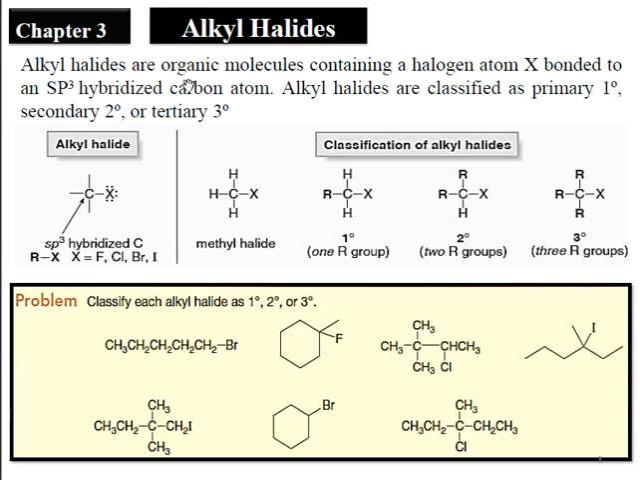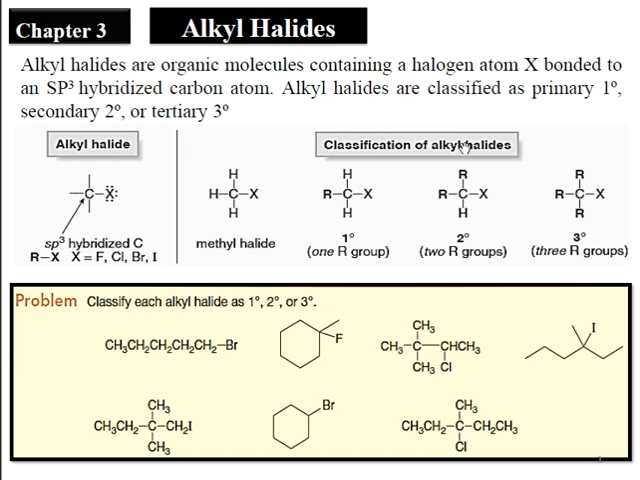Alkyl halides are organic molecules containing a halogen atom X bonded to an sp3 hybridized carbon atom. The condition here is that the halogen, chlorine through bromine, must be bonded to an sp3 hybridized carbon. That means the halogen is bonded to a carbon without a double bond, only single bonds. It is a saturated carbon. sp3 hybridized carbon means saturated carbon.